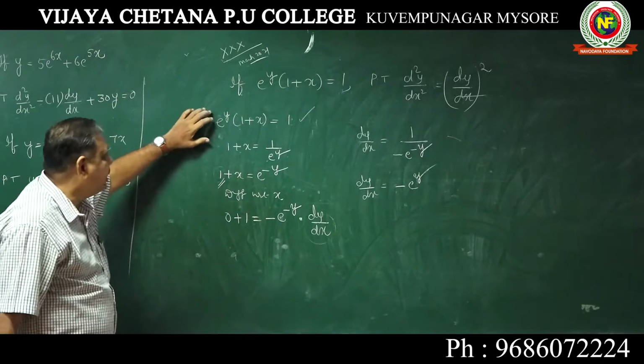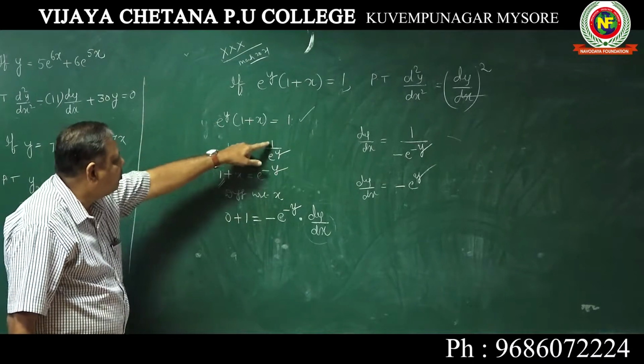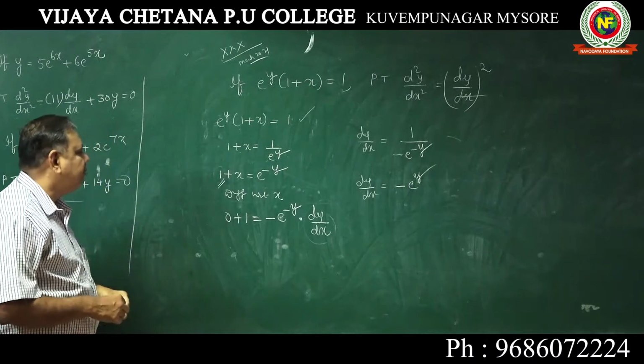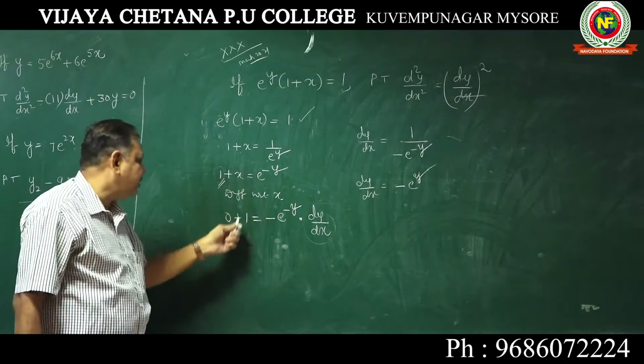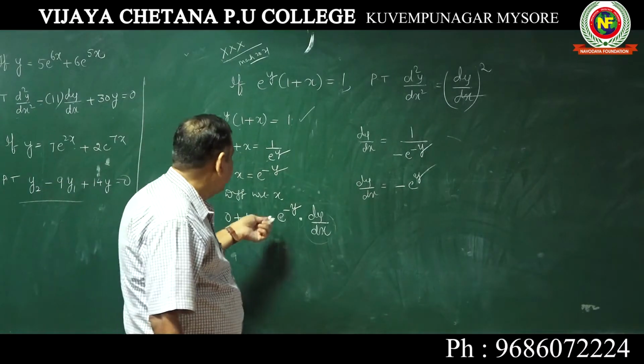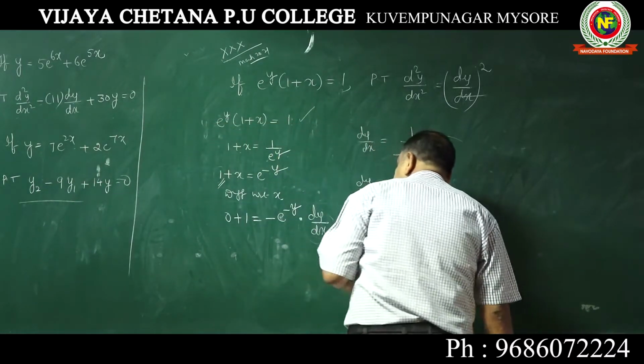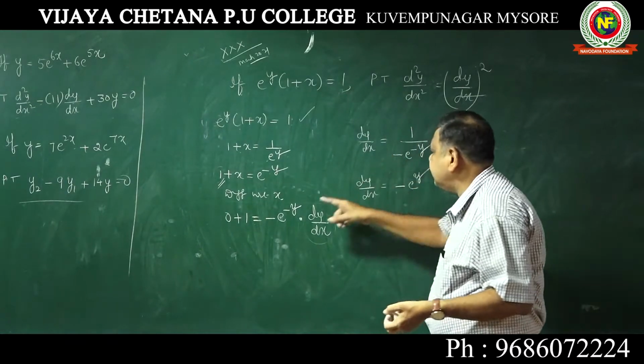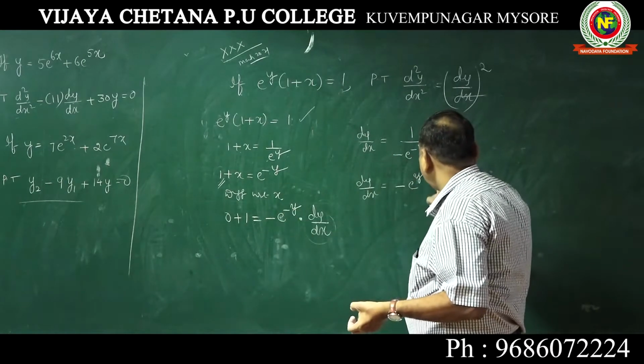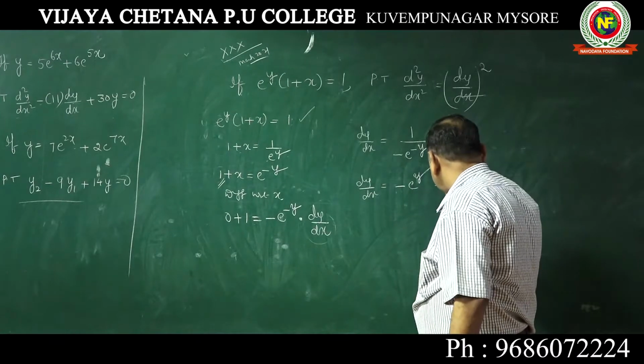See, understand: e to the power of y into 1 plus x equals 1, so 1 plus x equals 1 over e to the power of y, which is e to the power of minus y. Differentiate with respect to x: 1 equals minus e to the power of minus y into dy by dx. So dy by dx is minus 1 over e to the power of minus y, which is minus e to the power of y. You can take this as equation number 1.